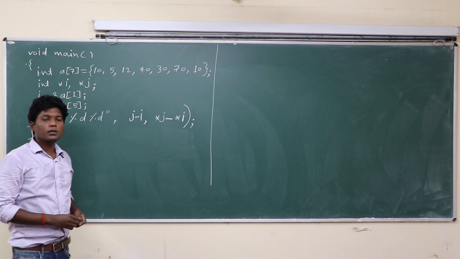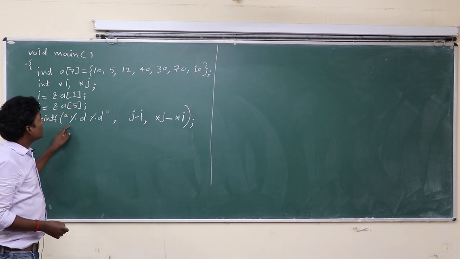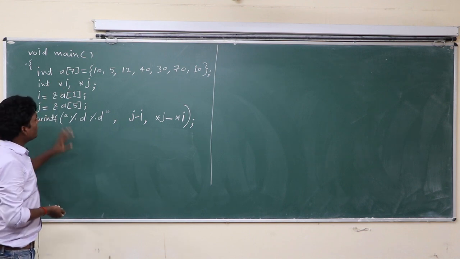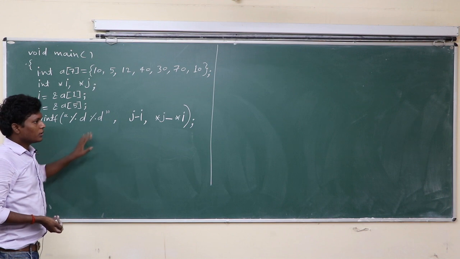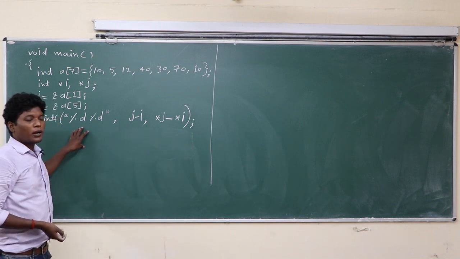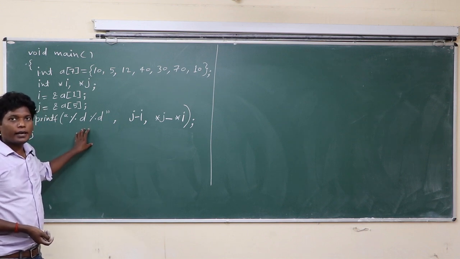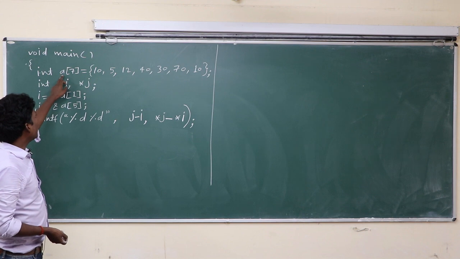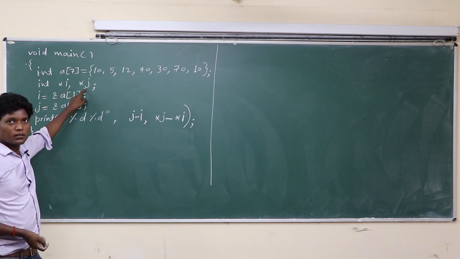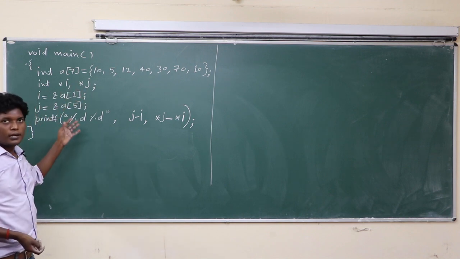this is a program, class. In this program, we implement array and pointers. What will be the output of this? Here, A is an array, I and J are the pointers. Okay class? What will be the output of this program? Let us see.